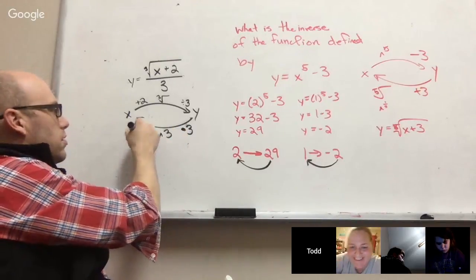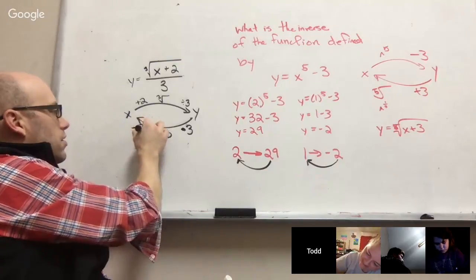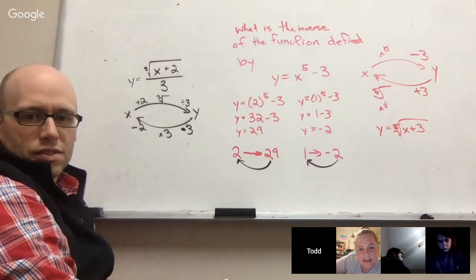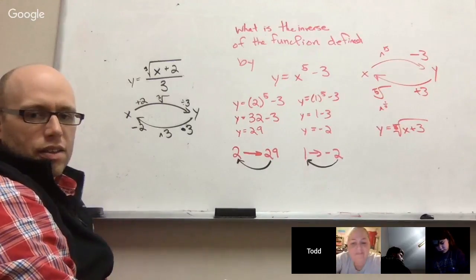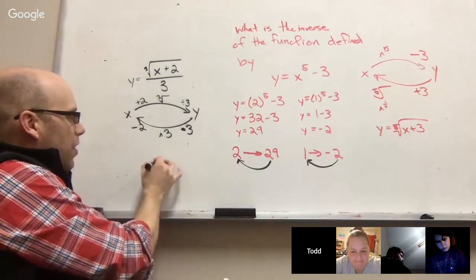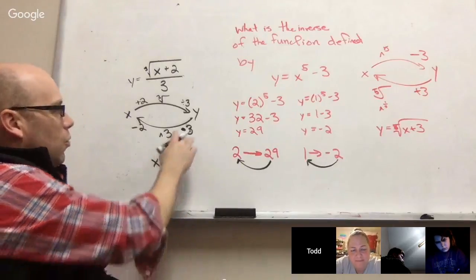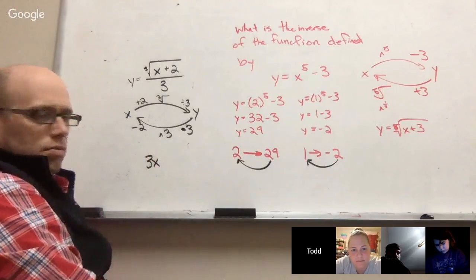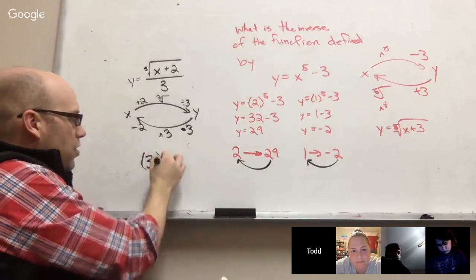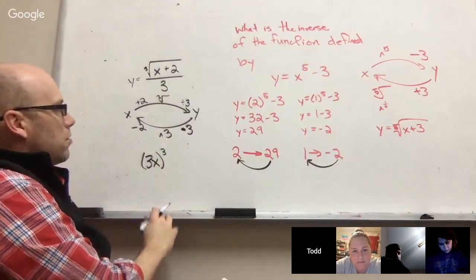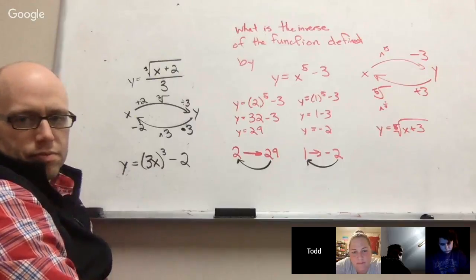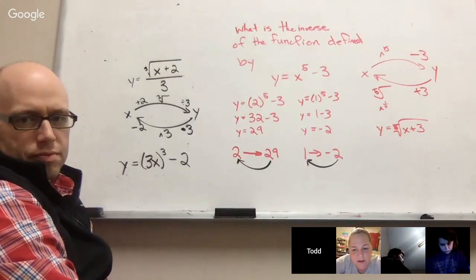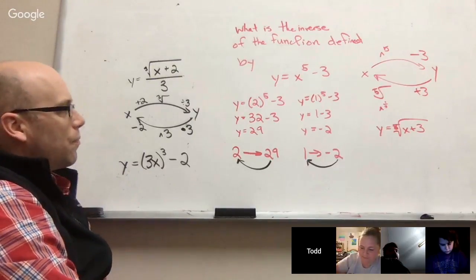Oh, dang. Subtract 2. So if we start with an input x, we're going to multiply it by 3, raise all that to the third power, and subtract 2. Okay, all right.